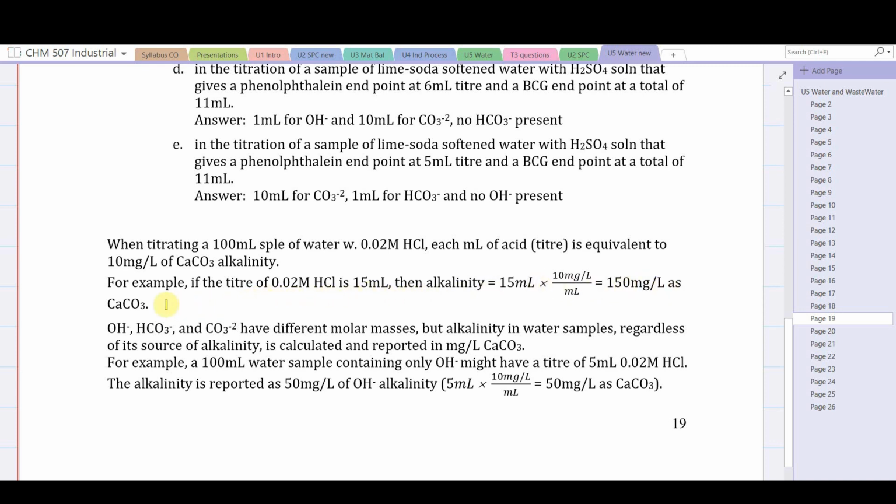Now this is where it gets tricksy. Hydroxide, bicarbonate, and carbonate have different molar masses, but alkalinity in water samples, regardless of its source, is calculated and reported in milligrams per liter of calcium carbonate. For example, a 100 ml water sample containing only hydroxide might have a titer of 5 mils of 0.02 molar HCl. The alkalinity is reported as 50 milligrams per liter of hydroxide alkalinity. That is 5 mils times 10 milligrams per liter of carbonate alkalinity per mil of acid is 50 milligrams per liter as calcium carbonate.